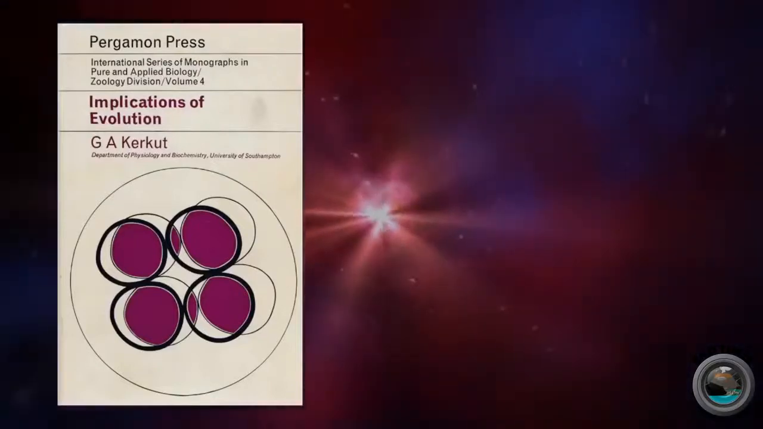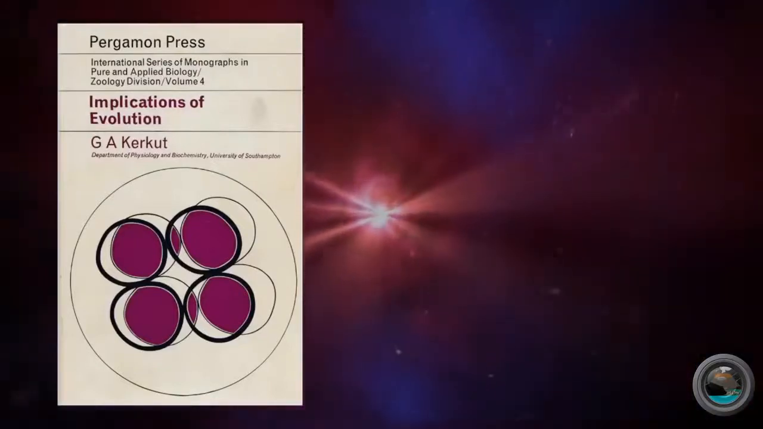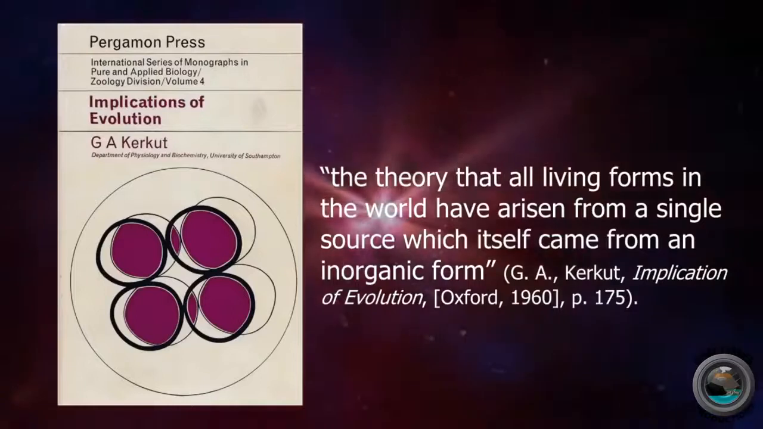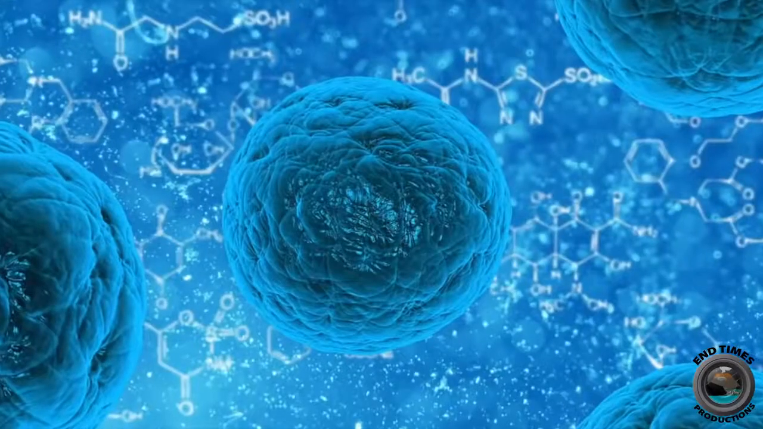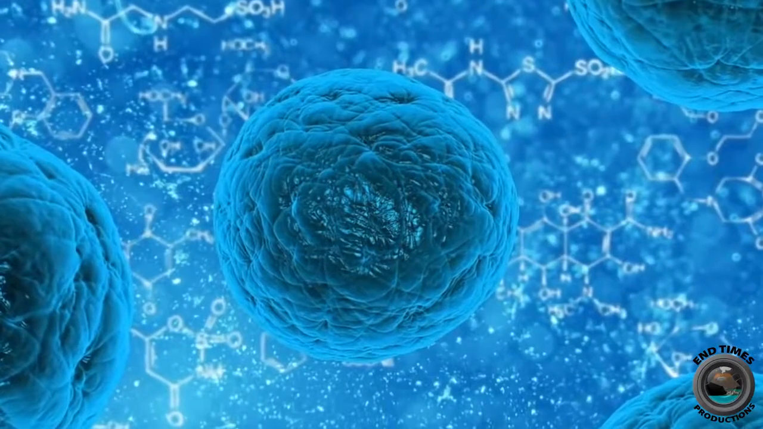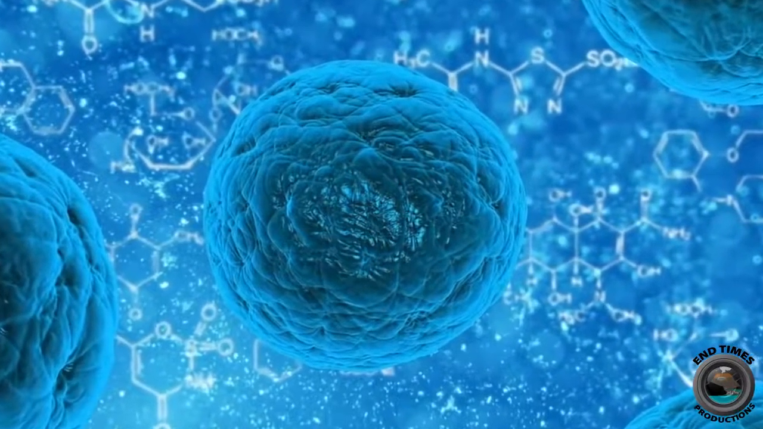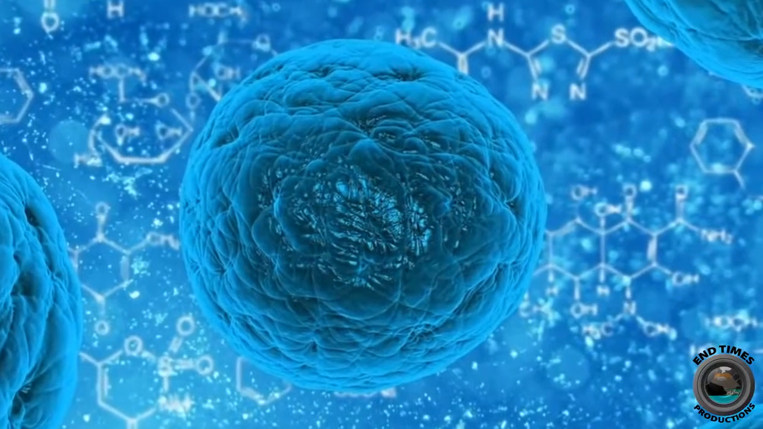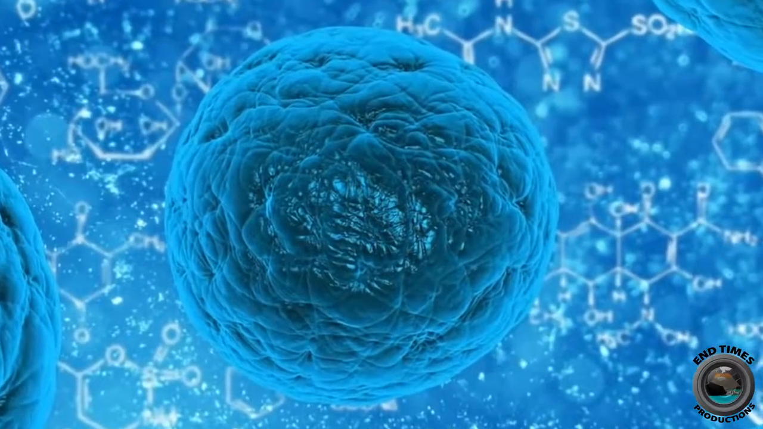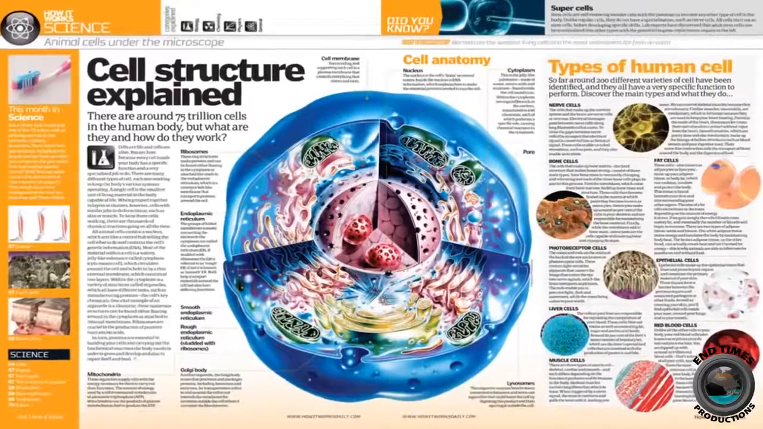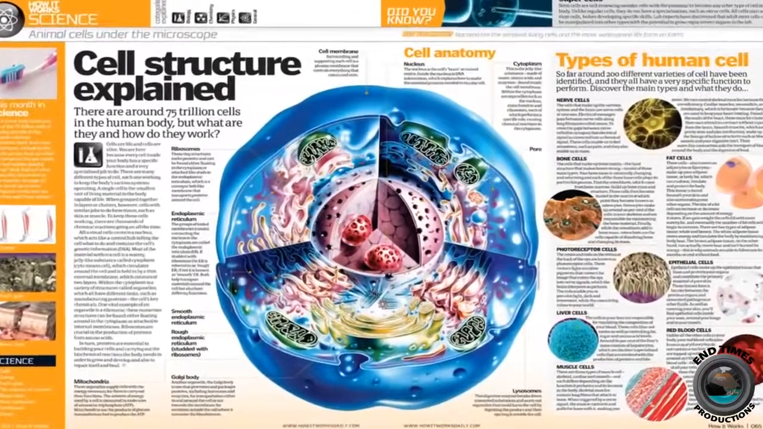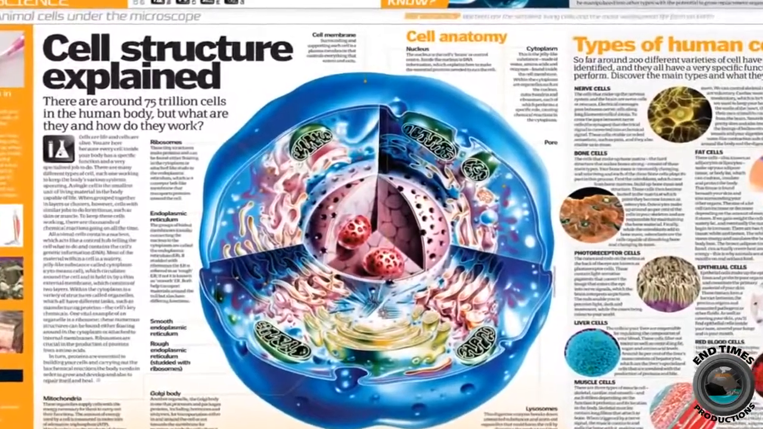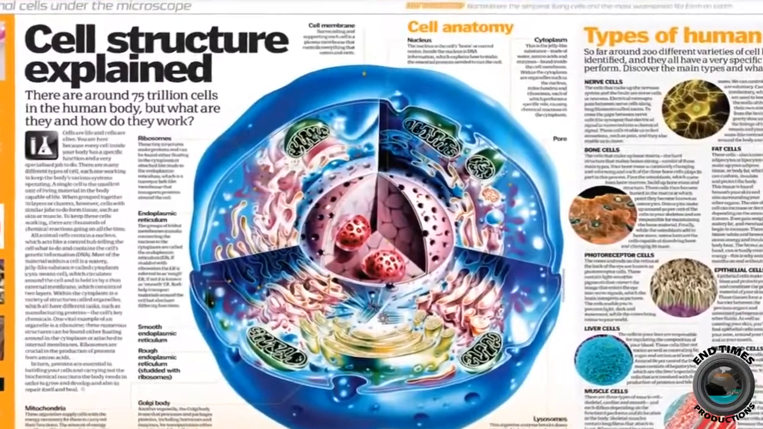Likewise, zoologist and physiologist Gerald Kirkett defined the general theory of evolution as the theory that all living forms in the world have arisen from a single source, which itself came from an inorganic form. Hence, the erroneous nature of abiogenesis does have an impact on evolutionary theory, despite claims to the contrary. The idea of abiogenesis states that perhaps ammonia, carbon dioxide, water, and other gases at the time of the early Earth were jump-started either by lightning or radiation, which acted as an energy source to somehow form the first single-celled organism, life from non-life.